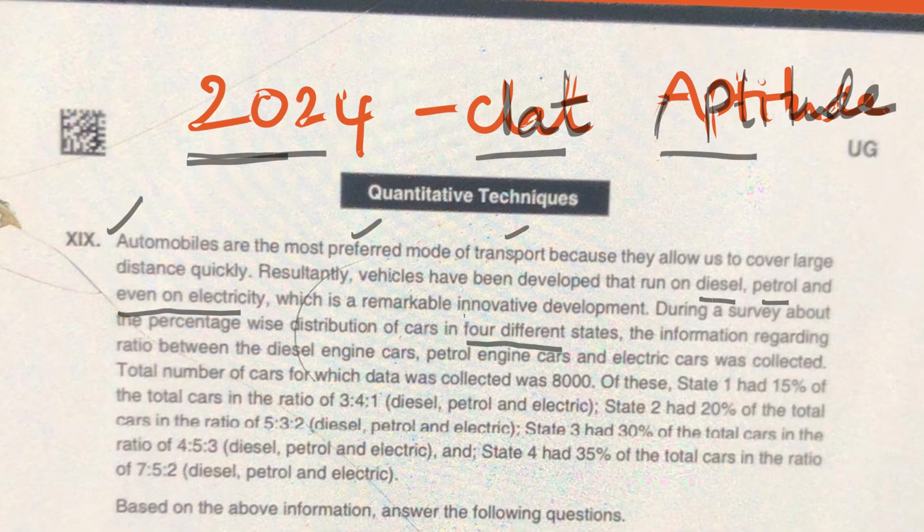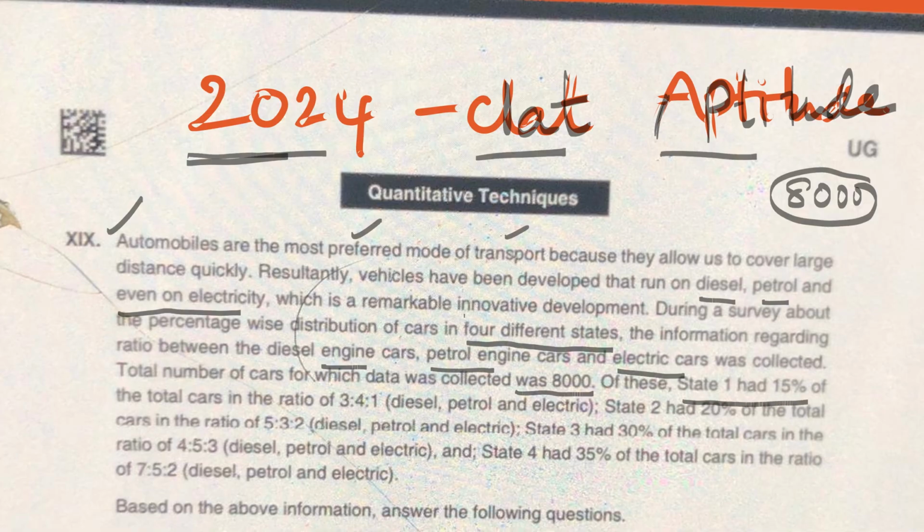The information regarding the ratio between diesel engine cars, petrol engine cars, and electric cars was collected. The total number of cars for which data was collected was 8,000. You have to understand this is the first thing here: the total number of cars is 8,000 from all four states. After this, you are given some data.